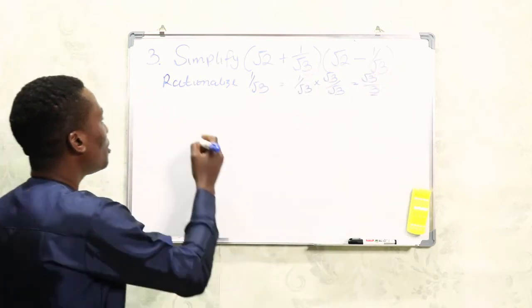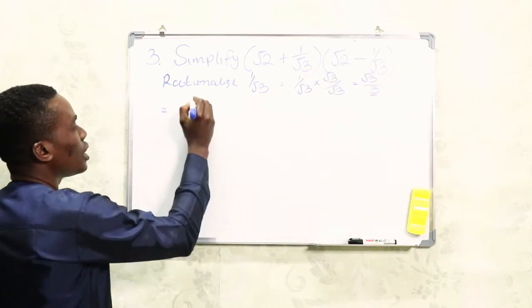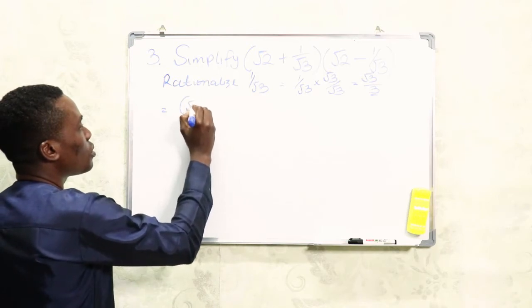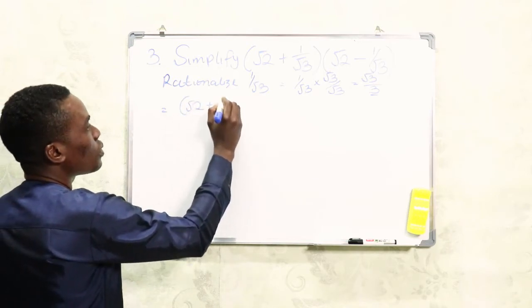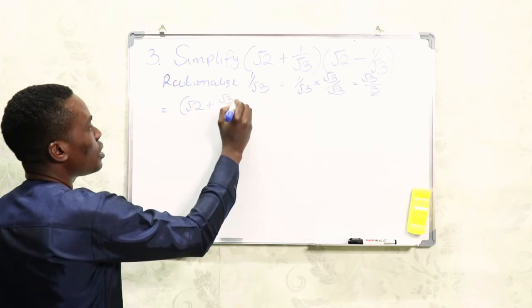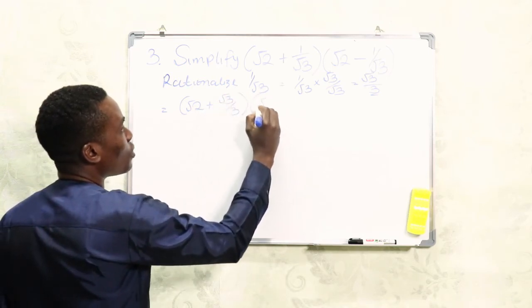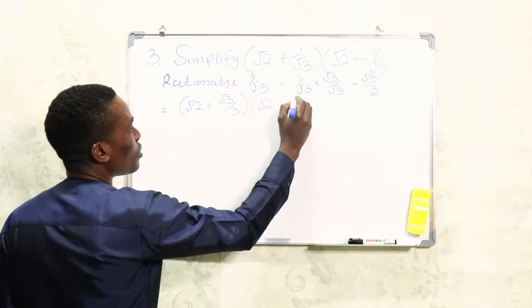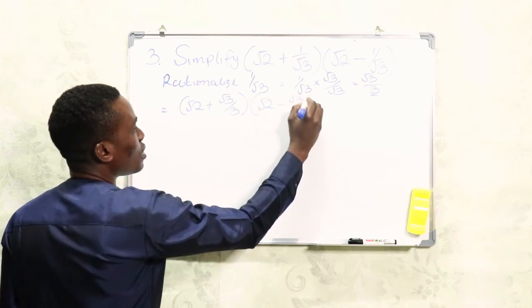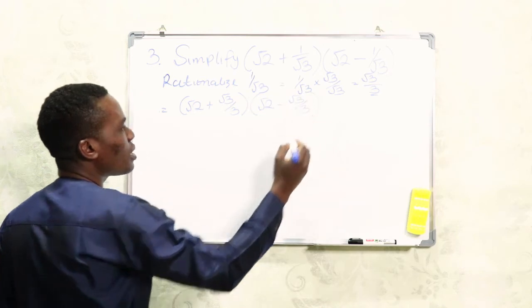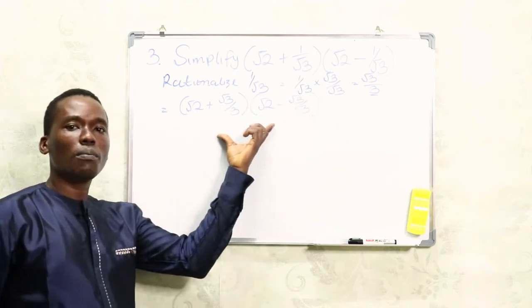So this is the value that will be replacing this and this. Now let's rewrite that question. That will now give us (√2 + √3/3) multiplied by (√2 − √3/3). So it makes it much simpler now to simplify.